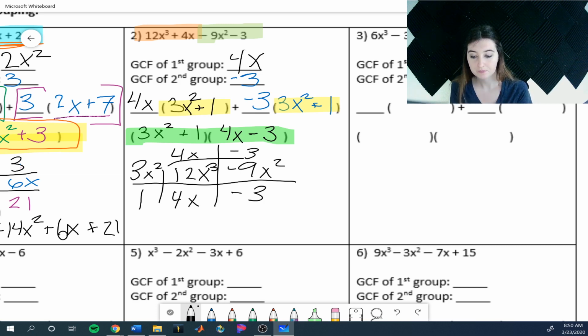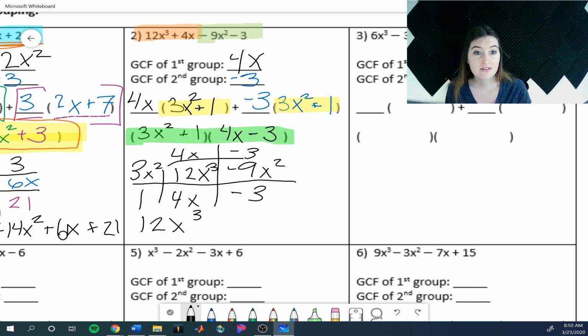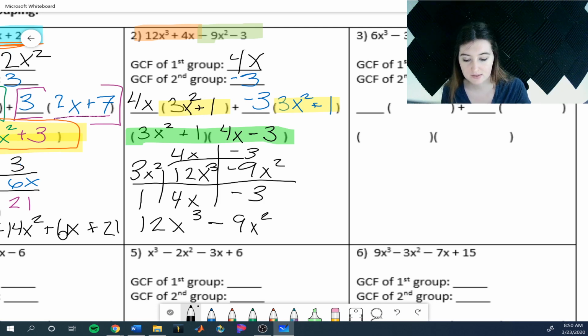going to get. 12x cubed, that is my largest exponent. My next highest exponent is negative 9x squared. Next highest is plus 4x. And next is minus 3.